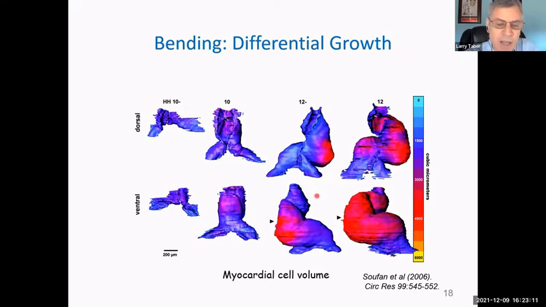And this was why some people had before ruled out differential growth, as I mentioned in the previous slide, because they could not find significant patterns of cell division over the heart tube during looping. But these results showing increases in cell size led us to reconsider the possibility that differential growth is a cause of bending.